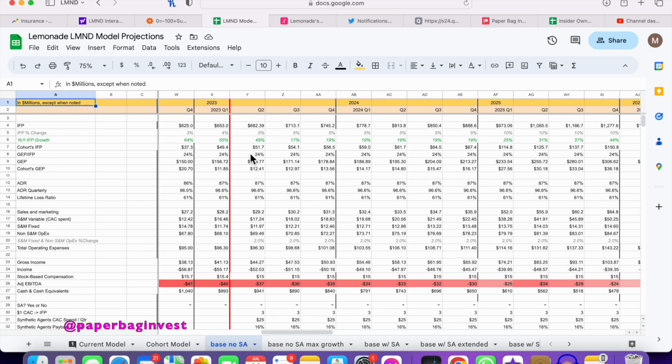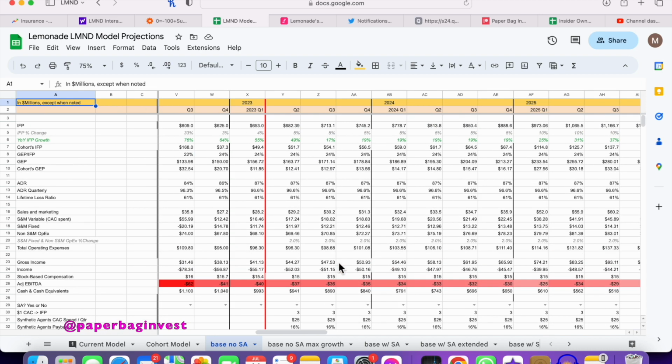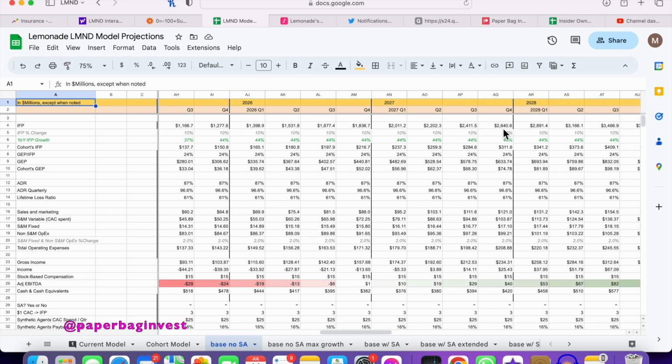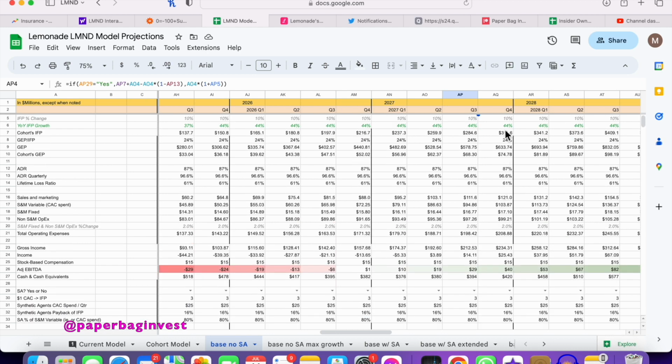Okay, so now we're going to look at a number of cases, and in each one we're going to change or play with a different variable and see the results on the model, and specifically see when LMND might reach profitability depending on that variable input. So the base case, which I'm calling no synthetic agents, no SA here. If we just plug that through, we are growing to, again, around 2.4 billion IFP around the third quarter of 2027, like that Investor Day slide, around that range.